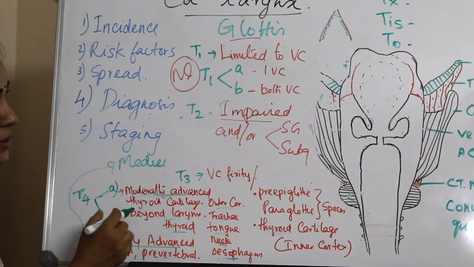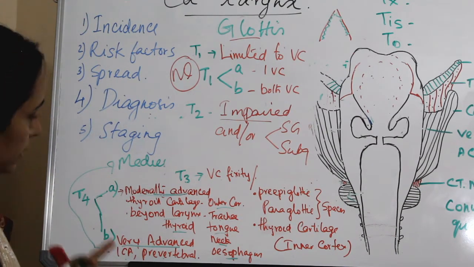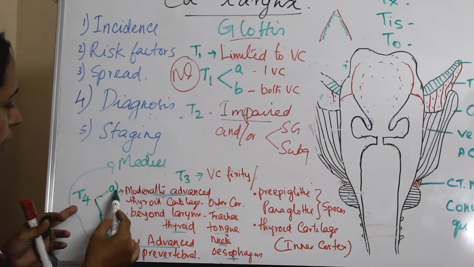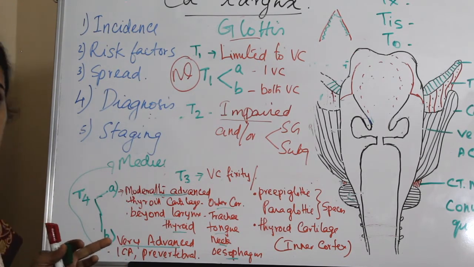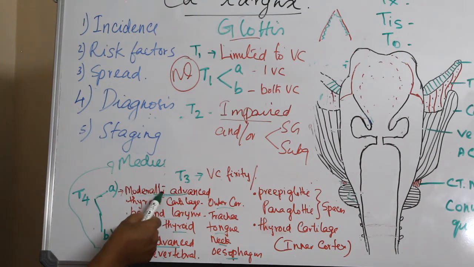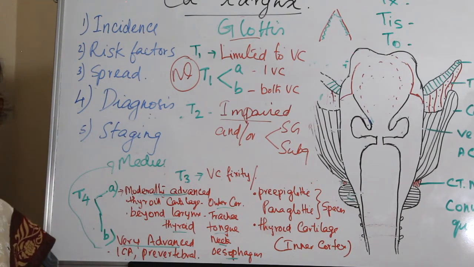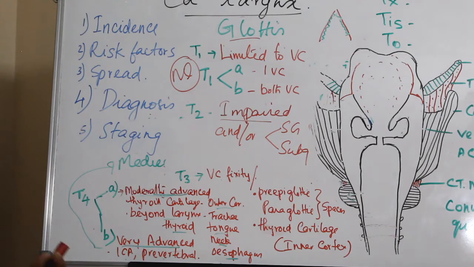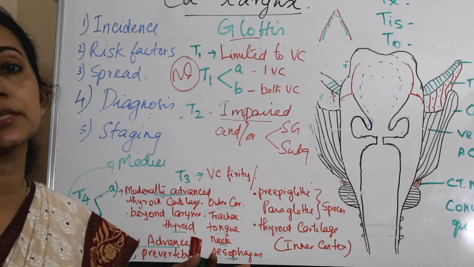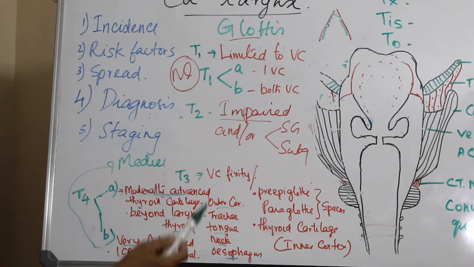The T4 glottis and T4 supraglottis are similar. T4 glottis again divided T4A and T4B, similar to that of T4 of supraglottis, moderately advanced, involving the outer cortex of thyroid cartilage, beyond the larynx, structures like trachea or the neck muscles, including the deep extrinsic muscles of tongue or the strap muscles of neck or esophagus and also thyroid gland.